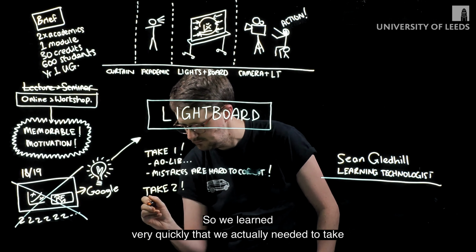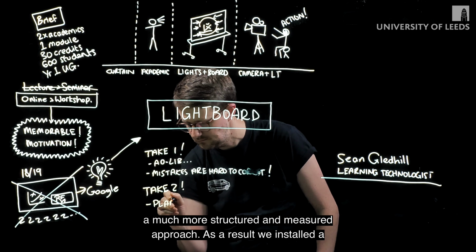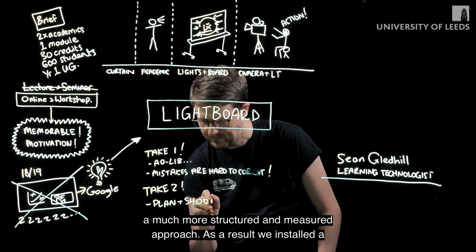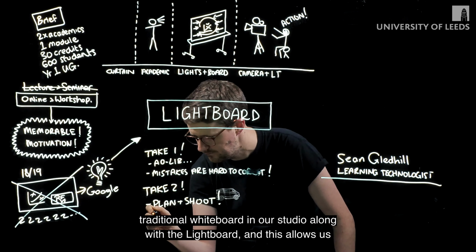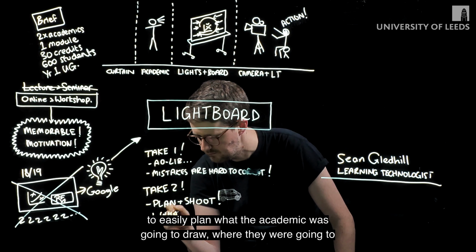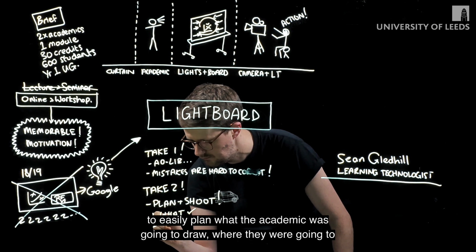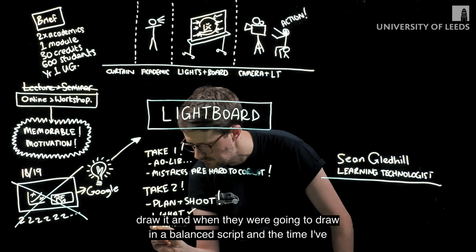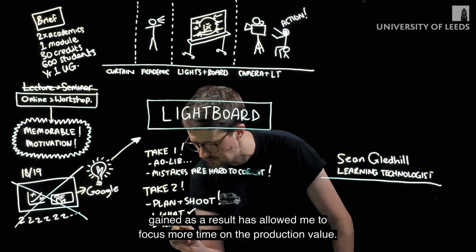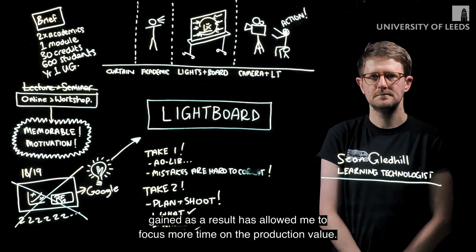So we learned very quickly that we actually needed to take a much more structured and measured approach. As a result, we installed a traditional whiteboard in our studio along with the lightboard, and this allowed us to easily plan what the academic was going to draw, where they were going to draw it, and when they were going to draw it in a balanced script. And the time I've gained as a result has allowed me to focus more time on the production value.